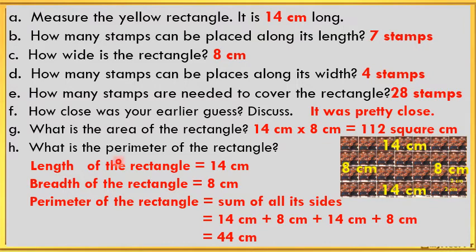H. What is the perimeter of the rectangle? Perimeter means sum of all four sides. That is the length of its boundary. A rectangle has two lengths and two breadths. So perimeter is 14 plus 8 plus 14 plus 8. That is 44 centimeters. Remember, students, area is measured in square centimeters, whereas perimeter is measured in centimeters.